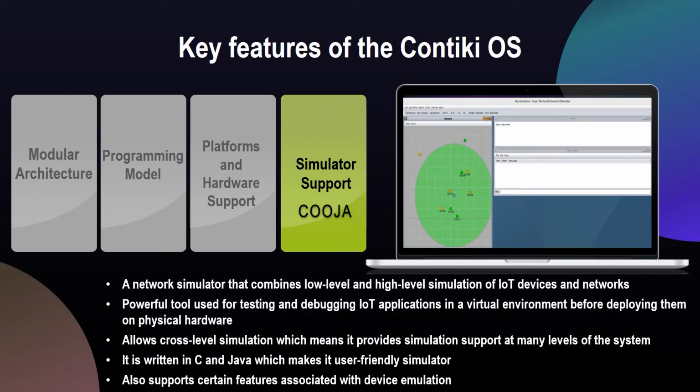One of the main advantages of Cooja is that apart from providing features for simulation, it also supports certain features associated with device emulation. Cooja emulates the behavior of individual nodes or devices in a network. It simulates their responses to events such as incoming data or timer expirations, providing a high-level representation of device behavior.